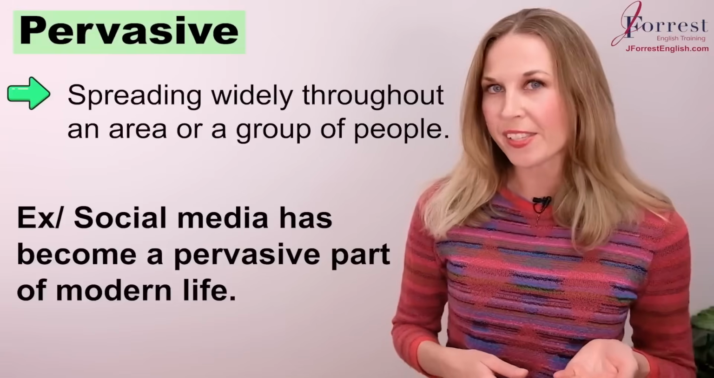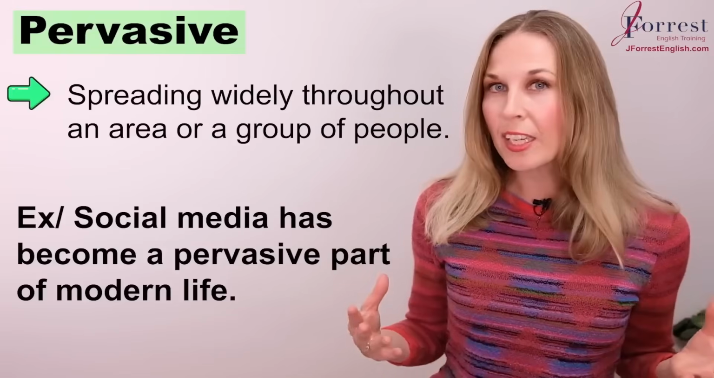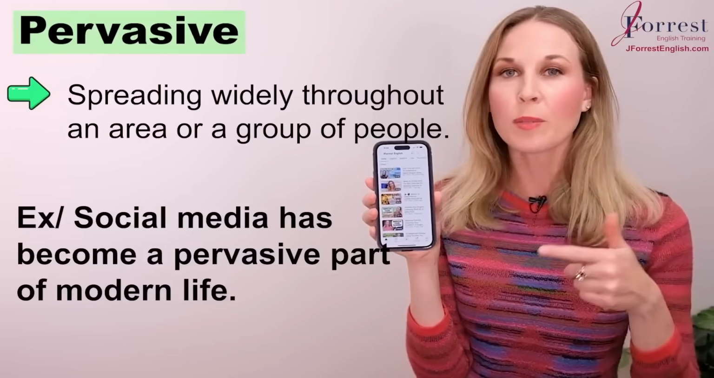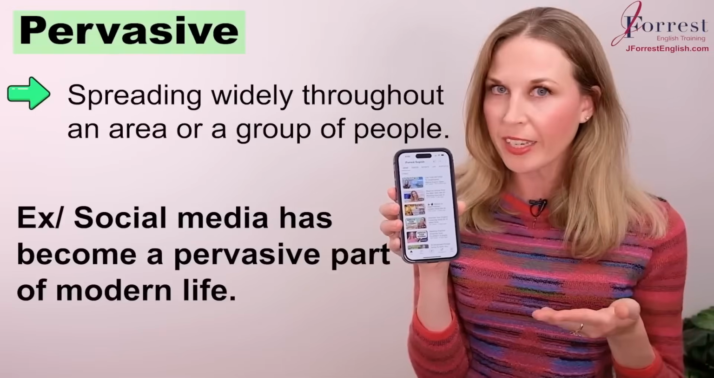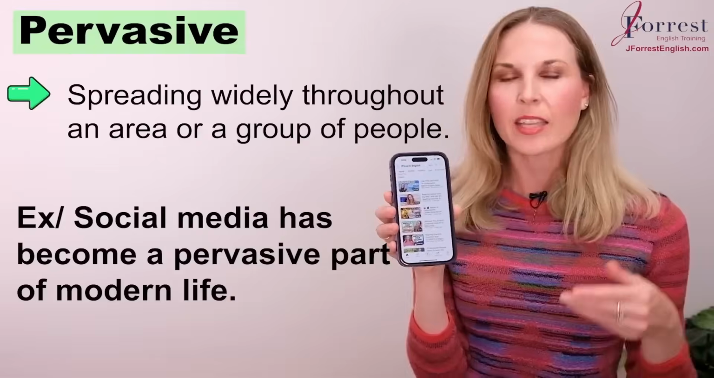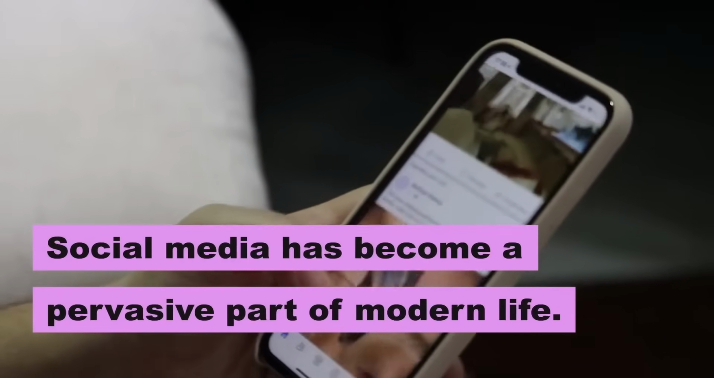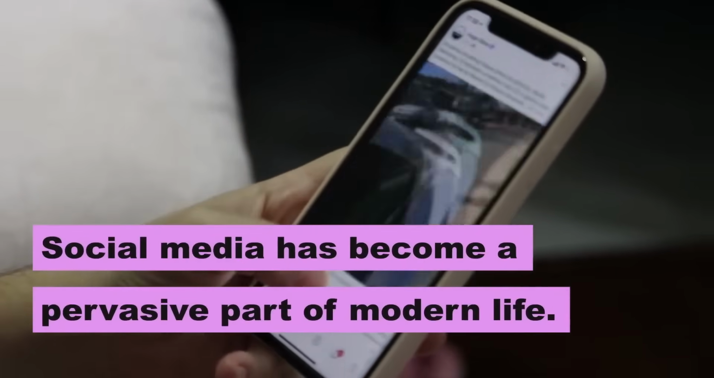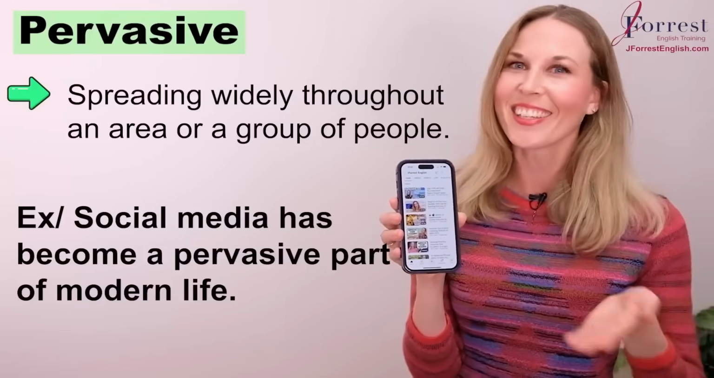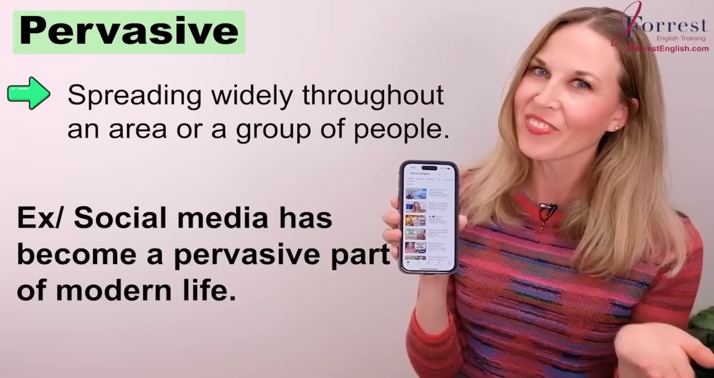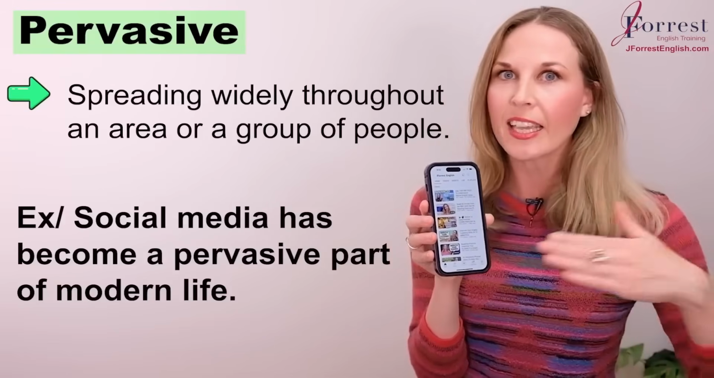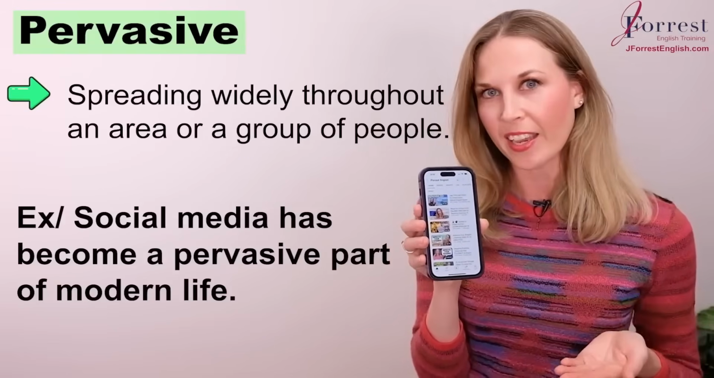Pervasive. This means spreading widely throughout a group or an area. Remember, we talked about how smartphones are ubiquitous. They appear everywhere. Well, as a result, we can say that social media is a pervasive part of modern society. Because smartphones are ubiquitous and social media, like the JForrest English YouTube channel, is now everywhere as well. So it's pervasive. It is spread widely and spread quickly within society.